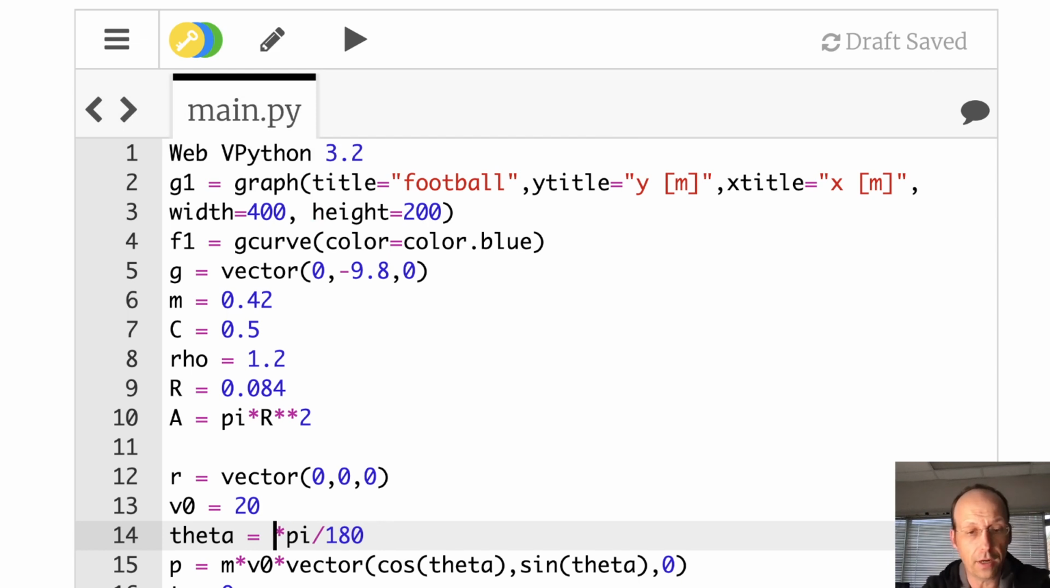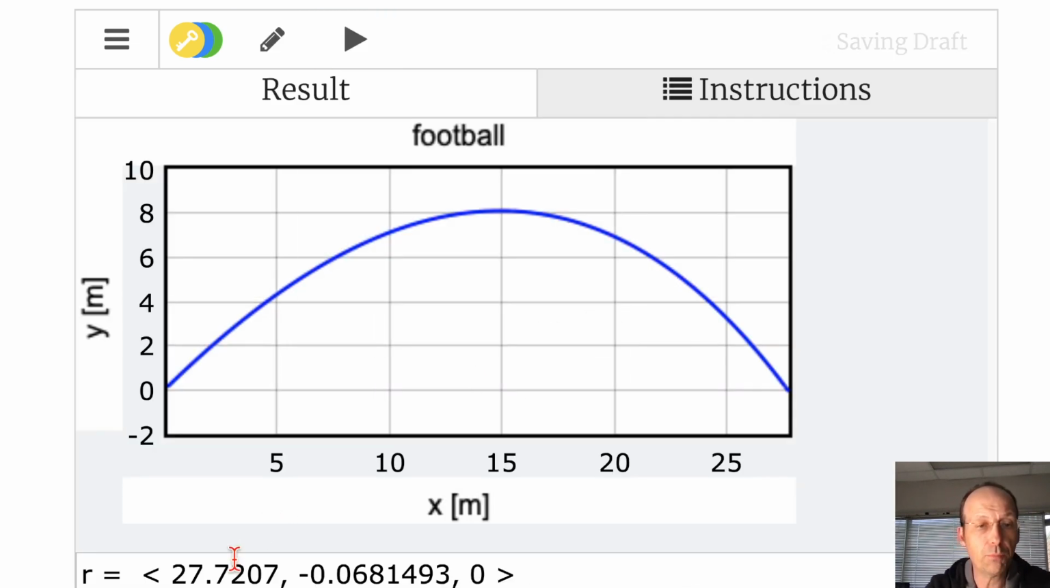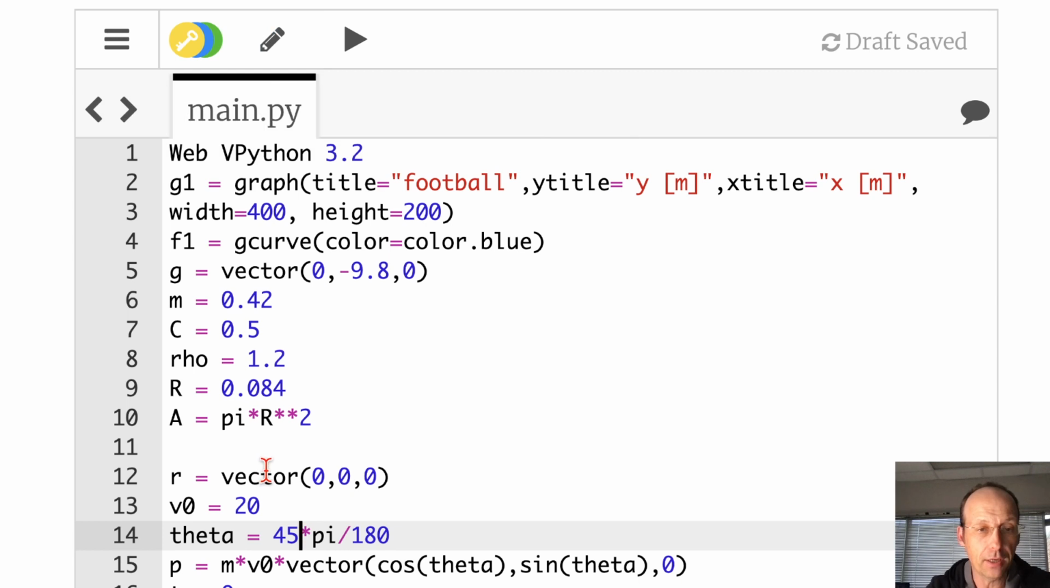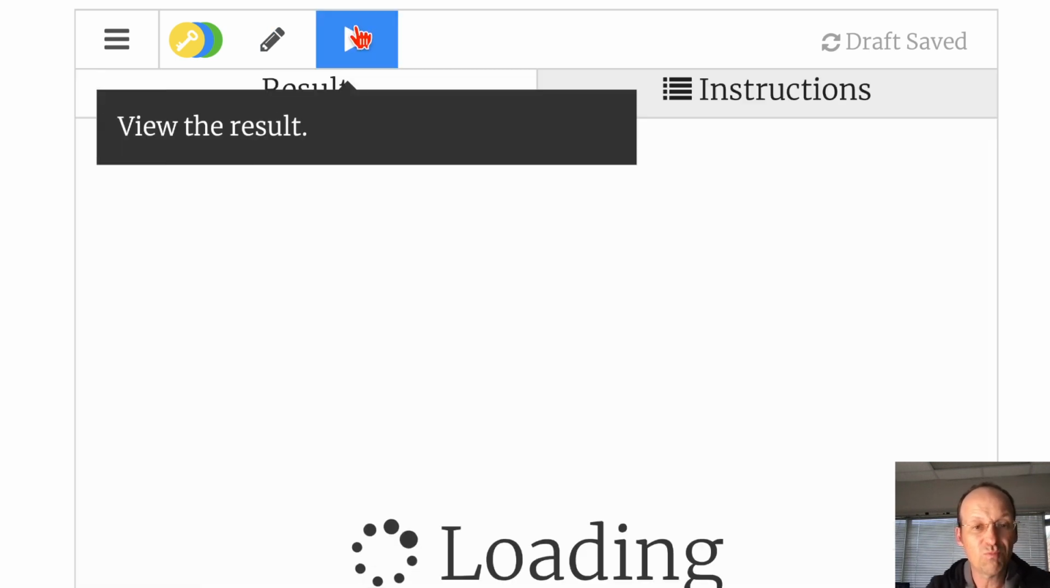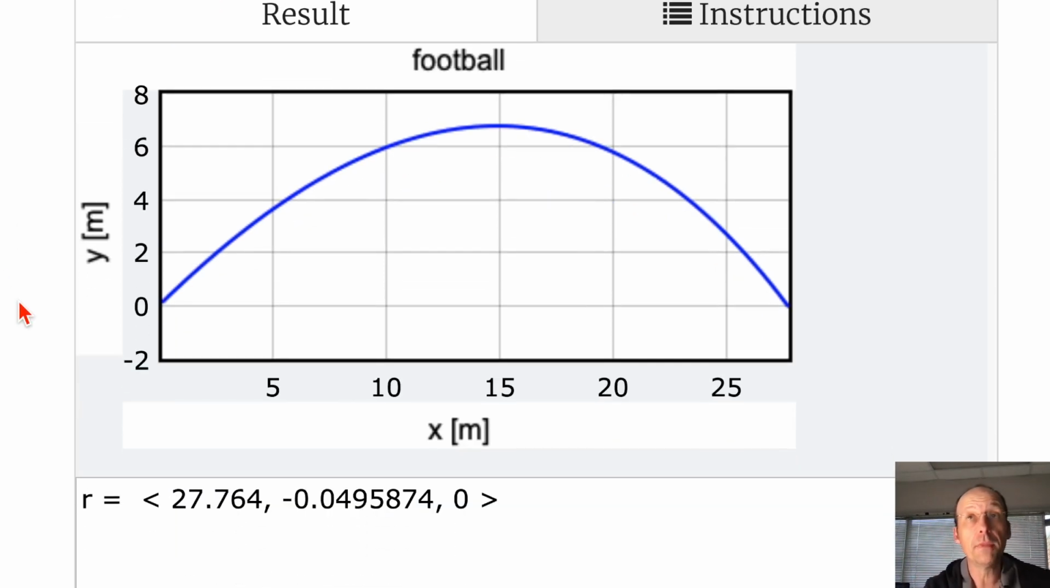Let's go back to 45. I can't remember what that was. 27.72, not 27, so 20.72, and I have terrible memory. 40 is 27.76. So we could just play around with the values here for the initial angle and find out which one gives the longest. But I'm not going to do that. I'm going to do something more fun.